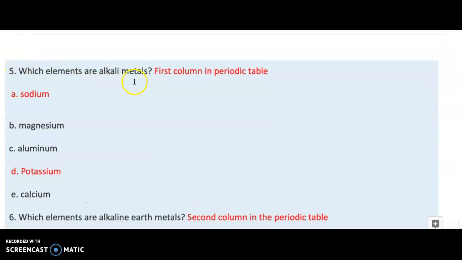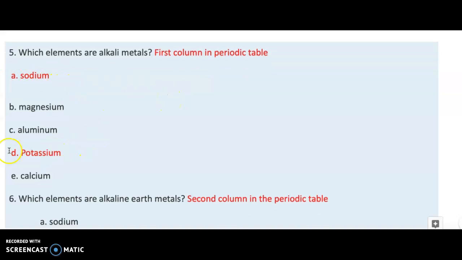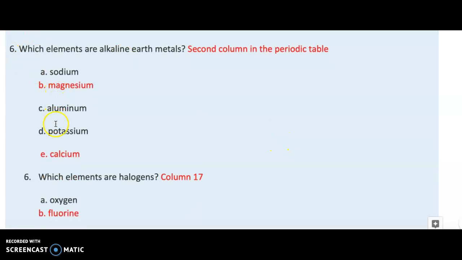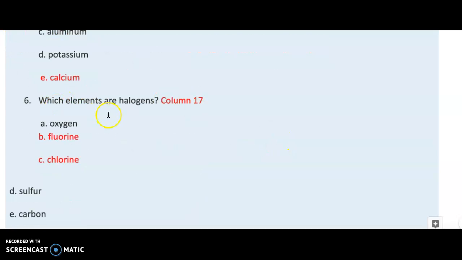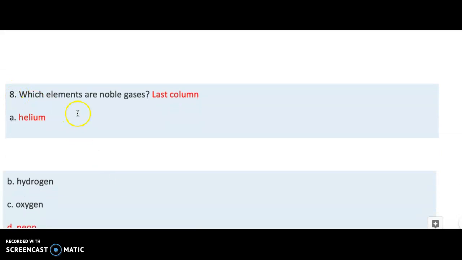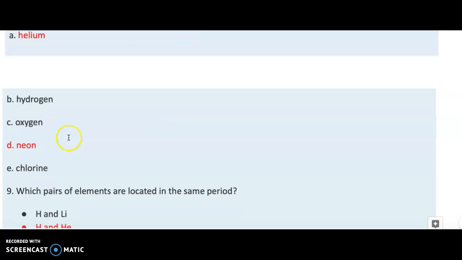Which elements are alkali metals? You have to know this. This is the first column in your periodic table, and you just select the 2 correct ones, which are sodium and potassium. Which elements are alkaline earth metals? This is your second column in the periodic table, magnesium and calcium. Which elements are halogens? Column 17, which is fluorine, chlorine. Which elements are noble gases? This is your last column, which is helium and neon.